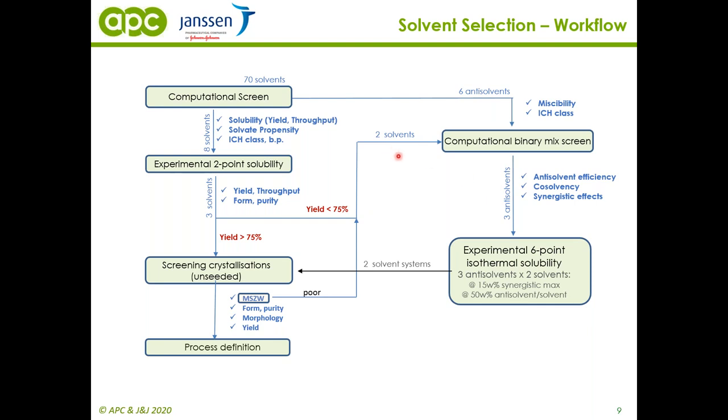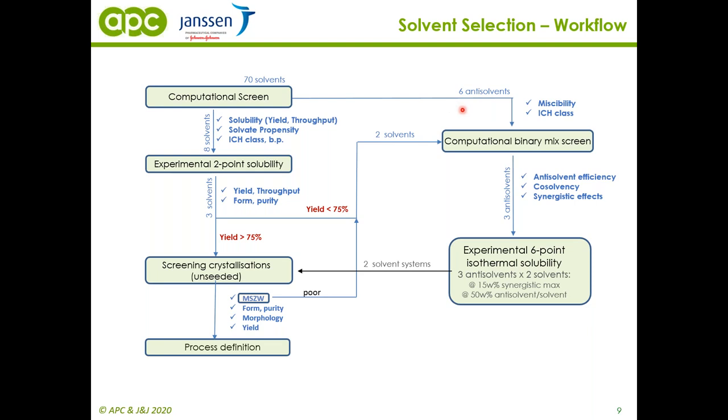So usually here, we are limiting down to two dissolving solvents because coming into binary mixtures, having additional six anti-solvents, of course increases the number of solvents which need to be screened. But here I would like to emphasize that especially the computational screen is quite powerful because we can screen many conditions before selecting only a few interesting points where we validate with the experiment.